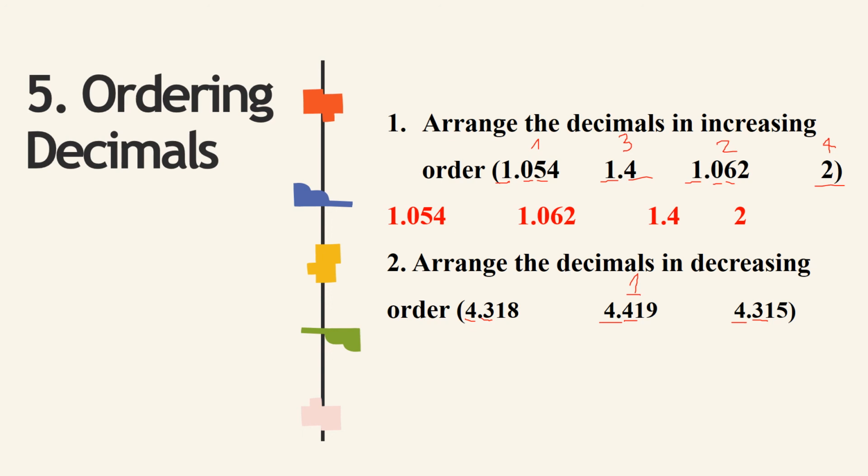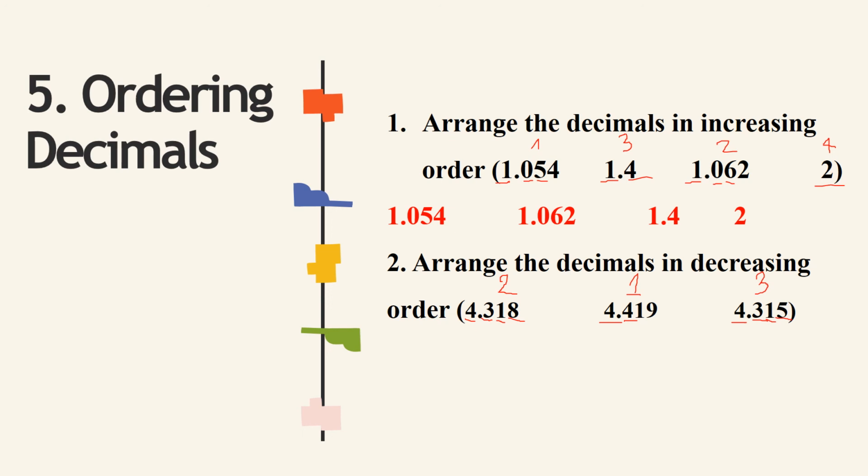Now let's compare the number in the tenths place. 3, 4, 3. So that means this is the greatest one. And then we compare the number in the hundredths place. 1, 1. Still we cannot decide which one is greater or smaller. So we have to compare 8 and 5, that is in the thousandths place. 8 is greater than 5.